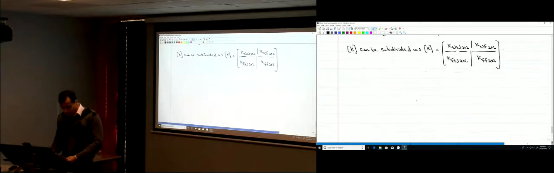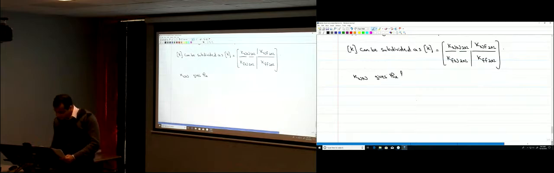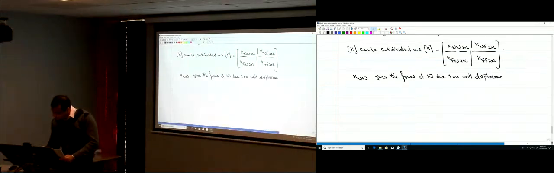Now, the notation that we used for those sub-matrices, we're going to generalize and use with any element or any sub-matrix. K_NF, what does it mean? K_NF is the matrix that gives the forces at N due to a unit displacement at F. Okay?